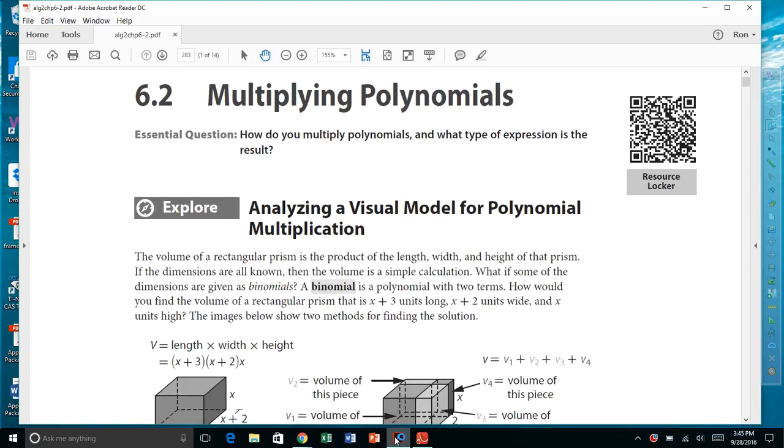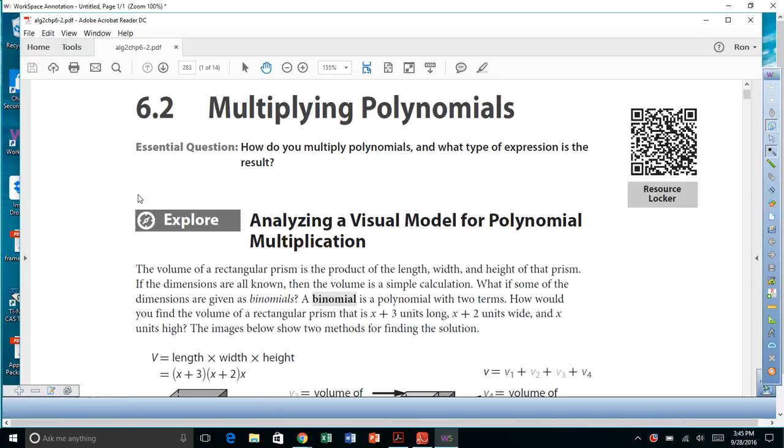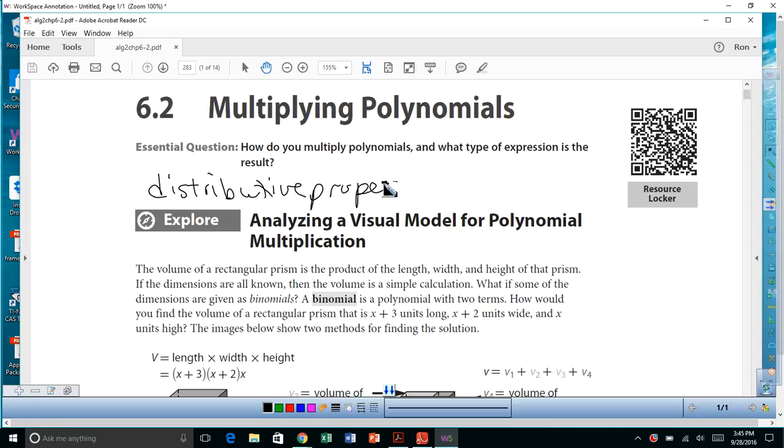Lesson 6.2, Multiplying Polynomials. How do you multiply polynomials, and what type of expression is the result? Probably the best way to multiply polynomials is with the distributive property. And your result will be another polynomial.